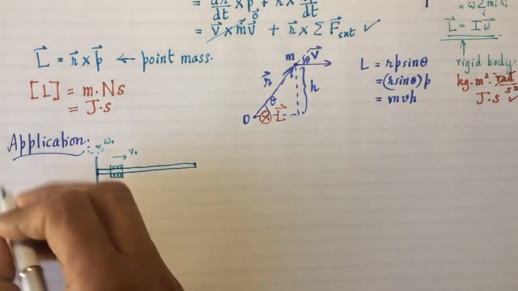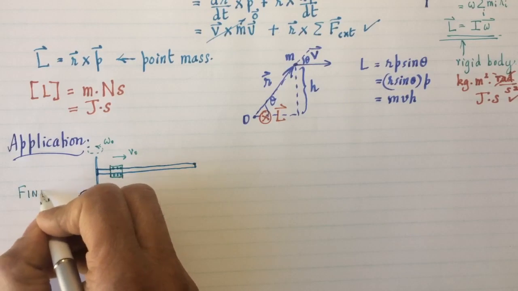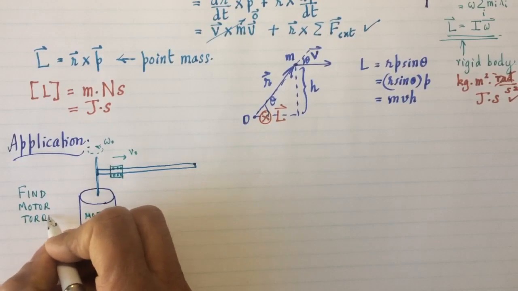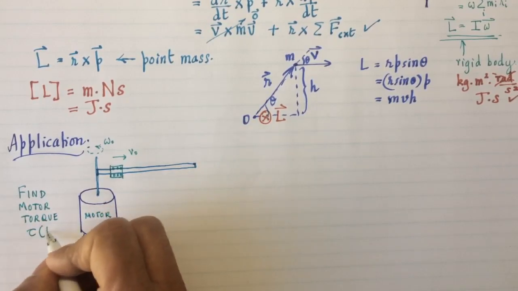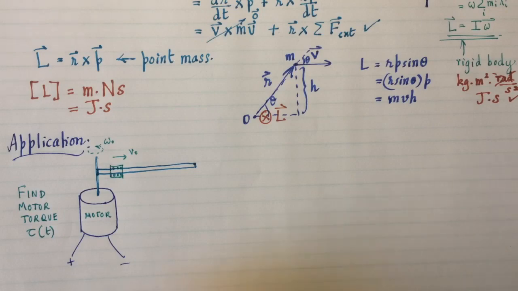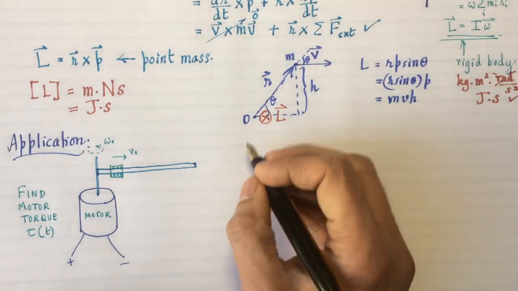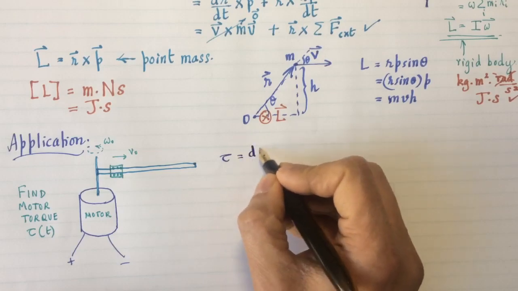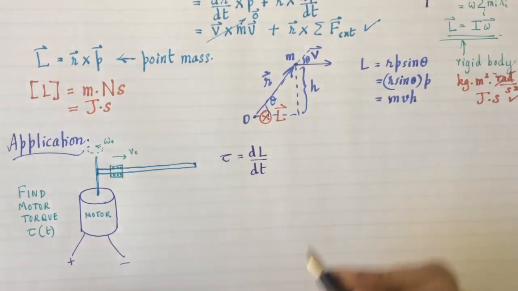So the problem is to find the motor torque as a function of time. How should this torque change as a function of time? And that torque is in turn controlled by the current, which changes as a function of time based on some electronic circuits. So this is the basic problem. How do we do this? Well, the starting point is again going to be Newton's second law for rotation, the more general Newton's second law. The torque of the motor is going to be the rate of change of the angular momentum of the system.